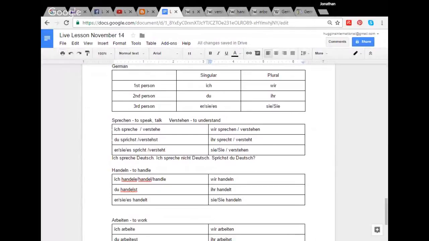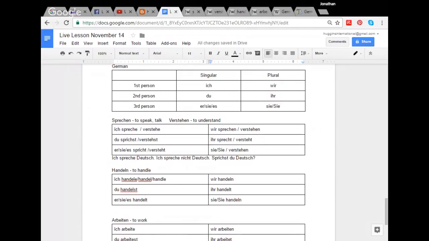So in German, we have the subject pronouns: ich for the first person singular, du for the second person singular, er for the he form, sie for she, es for it. We have the plural: wir, which is we, and ihr, which is a you plural, like you guys, talking to a group of friends, somebody your age. And then we have sie and Sie, which are pronounced the same.